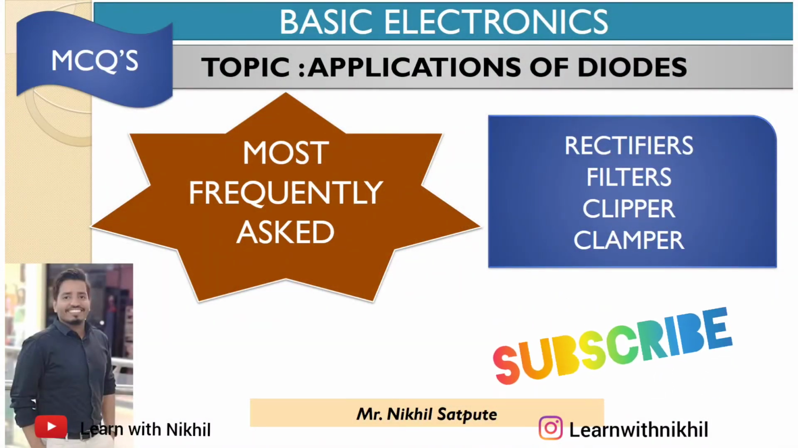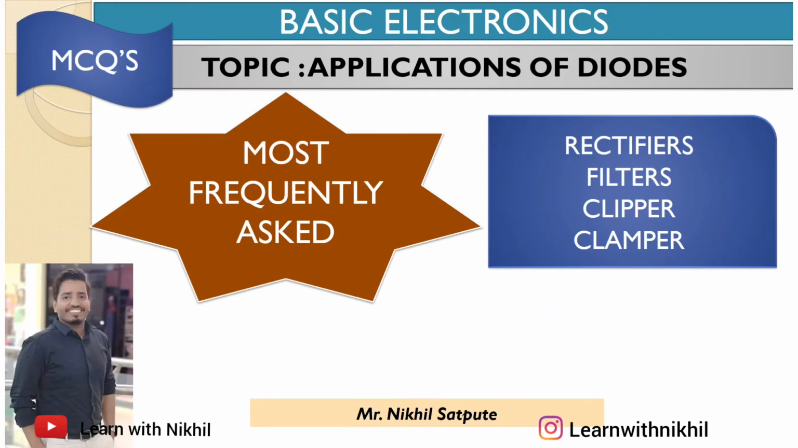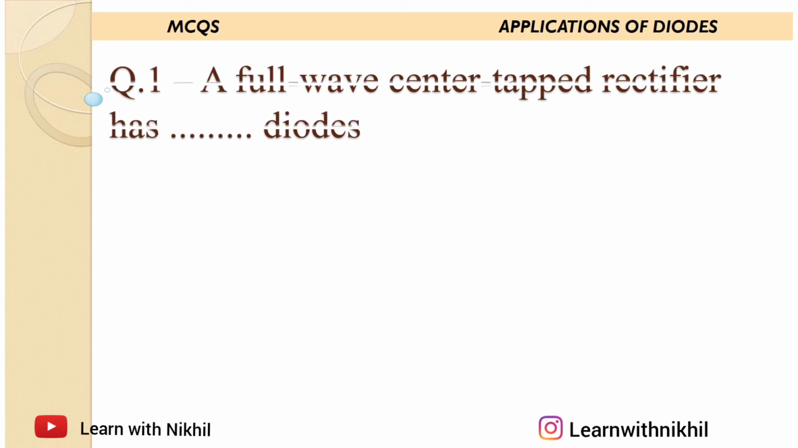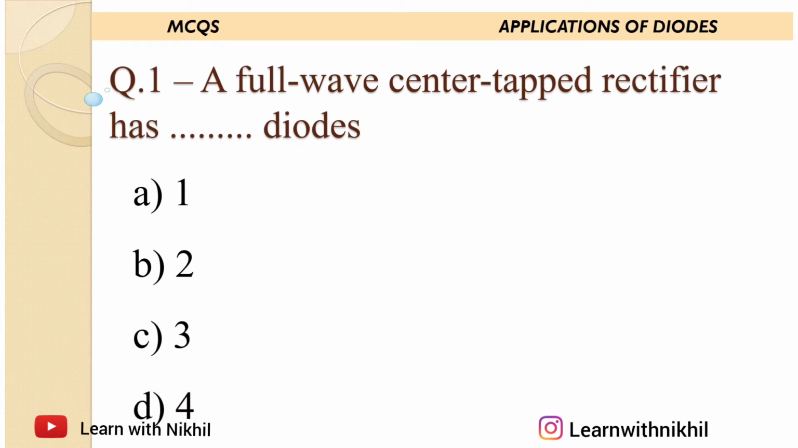So today we are going to see the most frequently asked MCQs on the topic application of diodes, where we'll see the MCQs on rectifiers, filters, clipper and clamper. So let's begin. First question. A full wave center tap rectifier has dash diodes. A 1, B 2, C 3 or D 4. And the right answer is, it has 2 diodes.